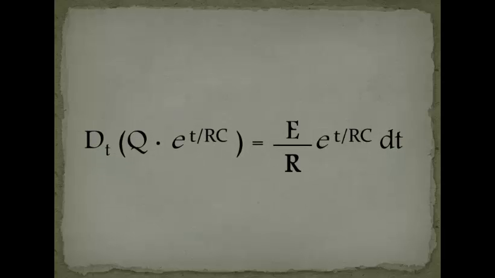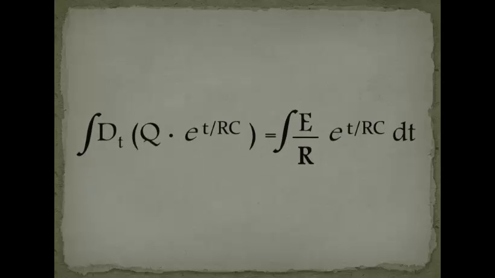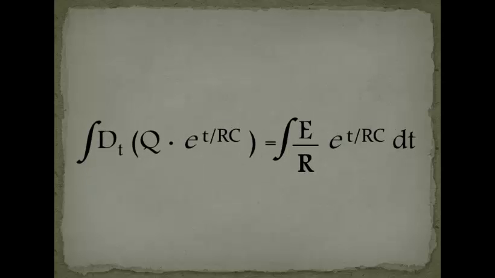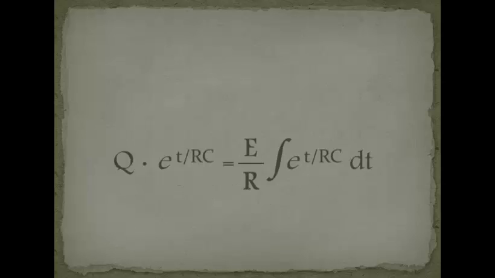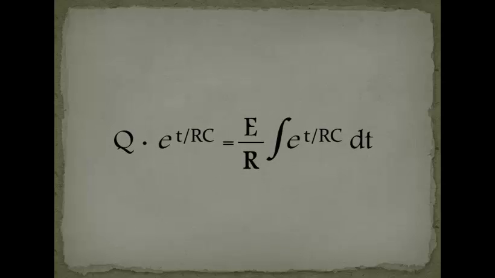Then, d/dt of the dependent variable Q times the integrating factor e to the t over RC is equal to E over R times e to the t over RC. Integrating the obtained equation, we get Q times e to the t over RC equals E over R times the integral of e to the t over RC dt.